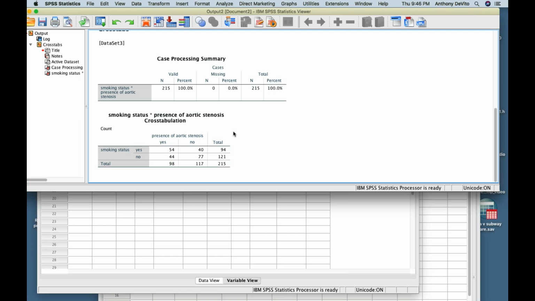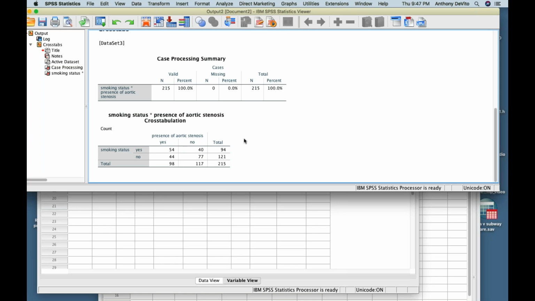Oh, okay, so what might I be wanting to show here? I might be wanting to show that there's an association between smoking status and stenosis, or that there's no association between the two of them. So what would be my null hypothesis here? My null hypothesis would be, starting out, that there is no association between these two categorical variables. And my alternative hypothesis would be that there is an association between these two.